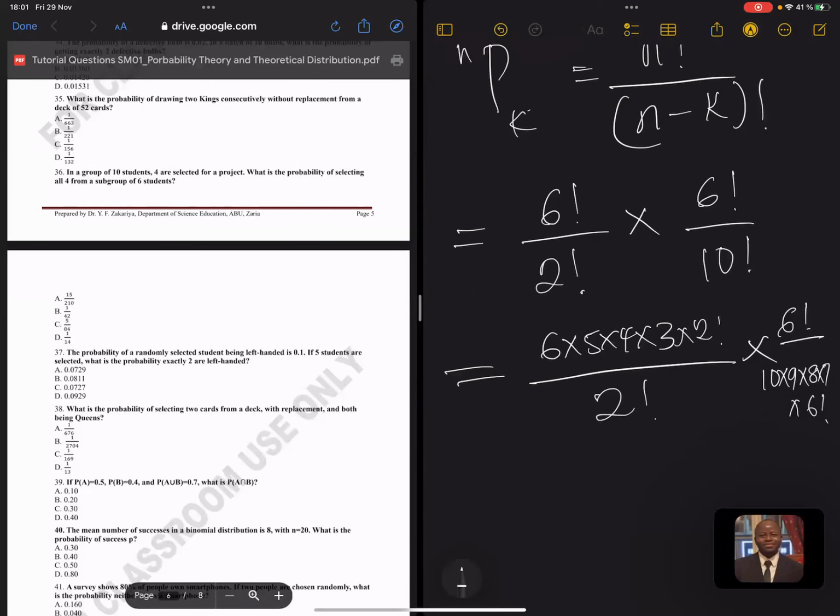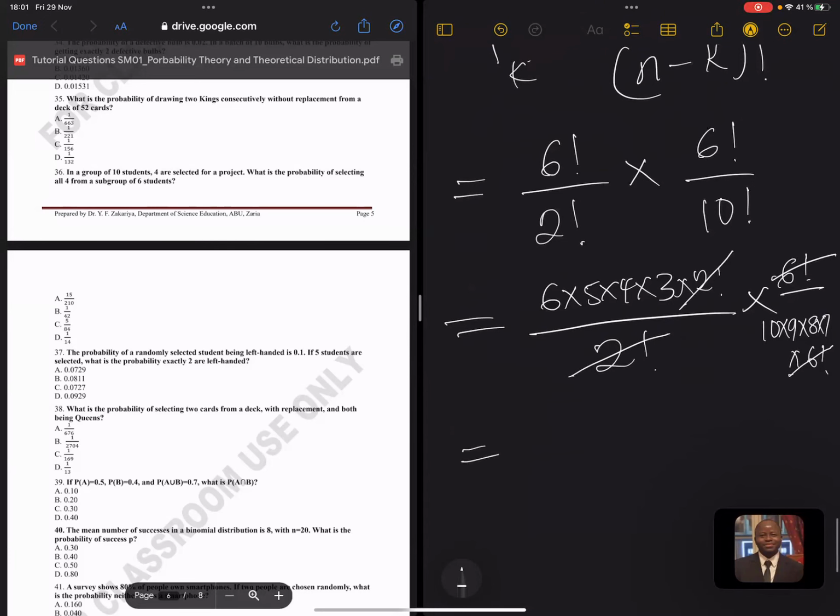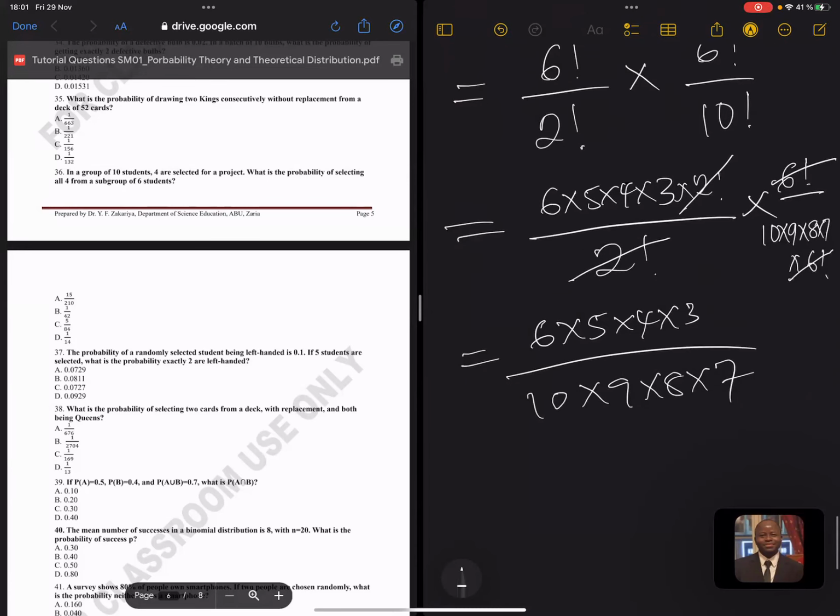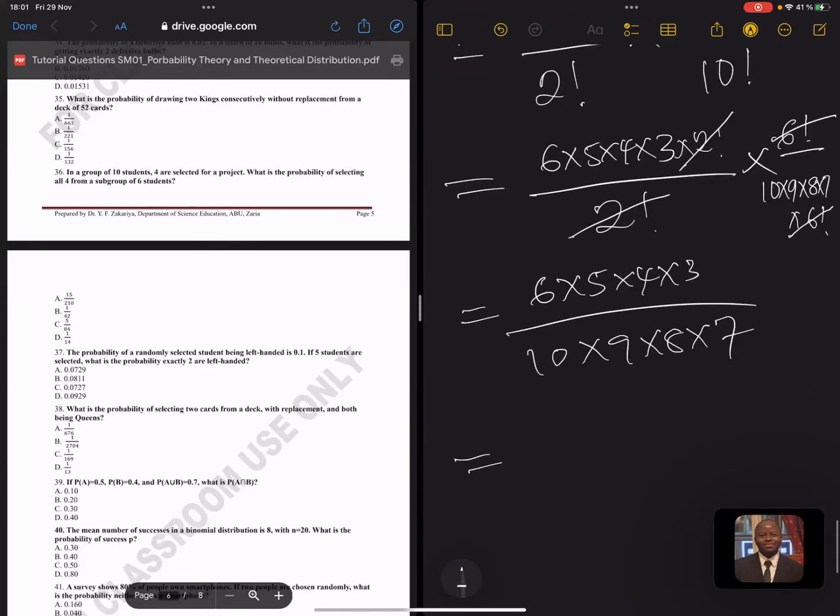Madam, your eyes are very sharp for picking this question. So 6 factorial, we go with 6 factorial. 2 factorial, we go with 2 factorial. So your answer will be 6 times 5 times 4 times 3, divided by 10 times 9 times 8 times 7. So you can always reduce this and get your answer.